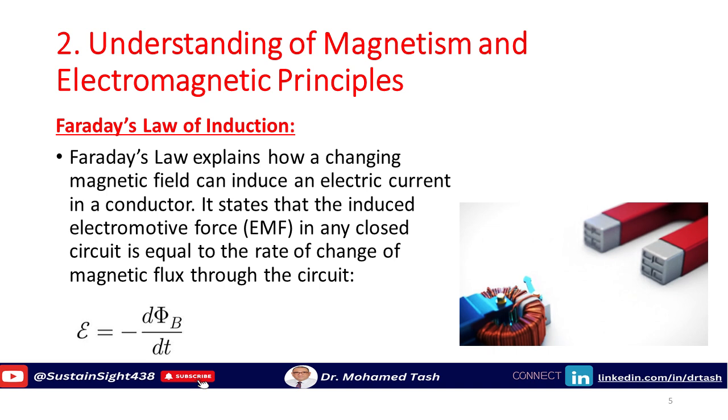Think of magnetic flux as the amount of magnetic field lines passing through a loop of the conductor. If this number of lines changes, perhaps by moving a magnet, changing the strength of a magnetic field, or altering the orientation of the loop, Faraday's law tells us that an EMF, and thus a current, will be induced in the conductor. The faster the change in the magnetic field, the greater the induced voltage.